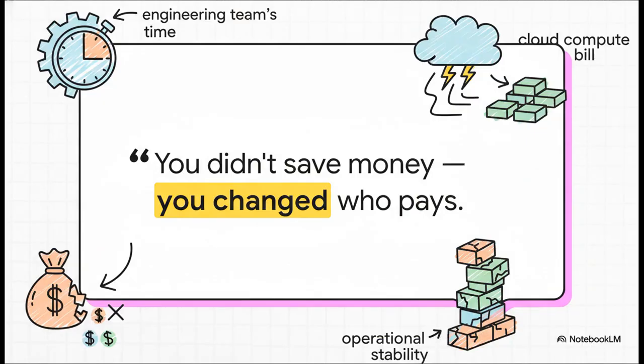This quote just says it all. It comes from an engineer running a massive data platform. See, when you go for that tool with the tiny license fee, you're not actually saving money. You're just changing who pays for it. That cost doesn't just disappear. Nope. It gets shifted right onto your engineering team's time, your cloud bill, and frankly, your operational stability.